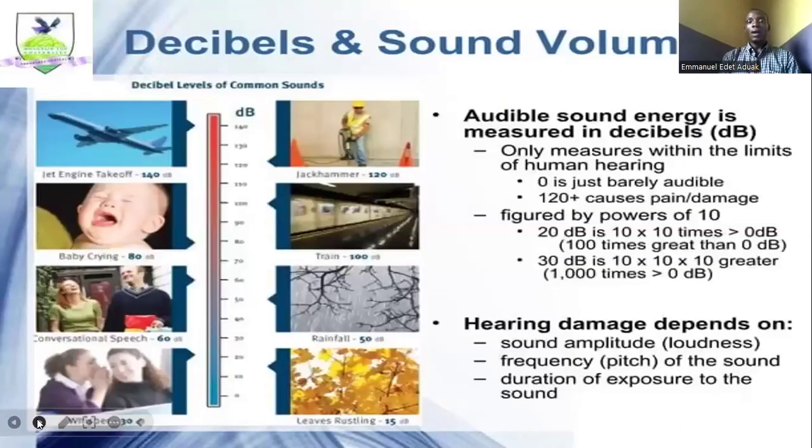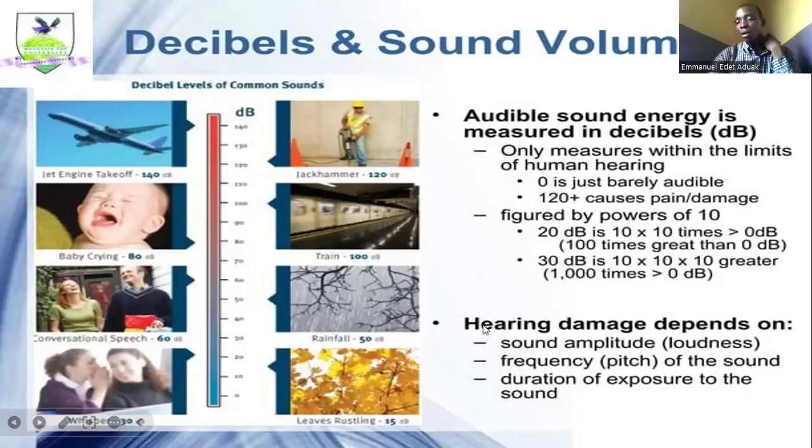Now, decibel levels of common sounds. There are some sounds whose decibel levels have been measured. For example, a jet engine taking off is at 140 decibels. The jackhammer has 120 decibels. Then some of these sounds can cause damage to the ear.